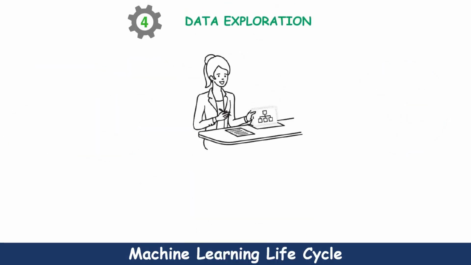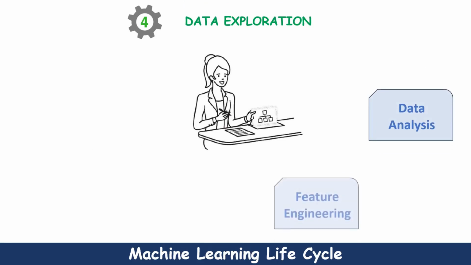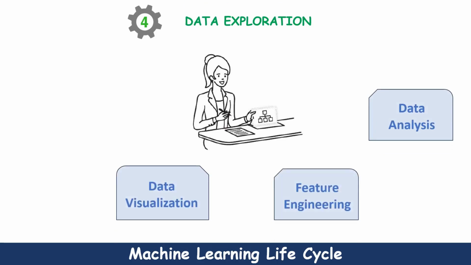The fourth step is data exploration. The data processing stage involves data analysis, feature engineering, and data visualization. You need to know the patterns in your data and determine which variables are important and which do not play a significant role in producing the output.